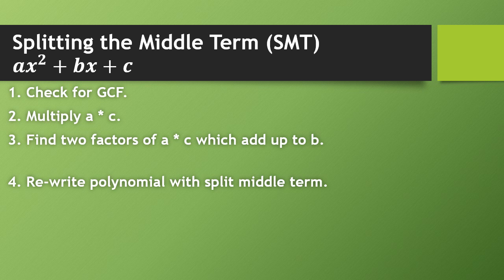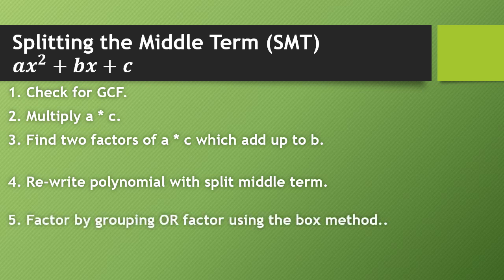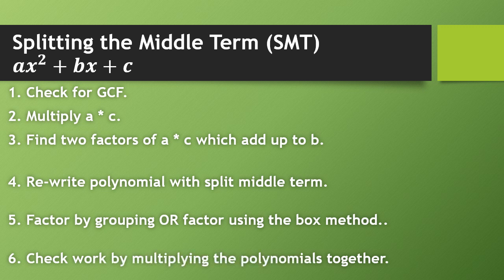Then we will rewrite the polynomial, and we will either rewrite it from left to right, or we can always rewrite it in the box and basically undo the multiplication using the box method and take out the greatest common factor of each row and each column. So next up, we'll factor by grouping, or you'll factor using the box method. And then last but not least, you can check your work by multiplying the two polynomials you get together to see if you come up with the original problem.